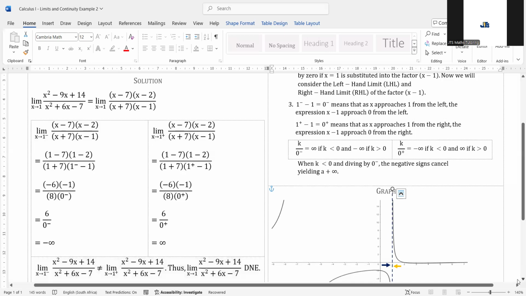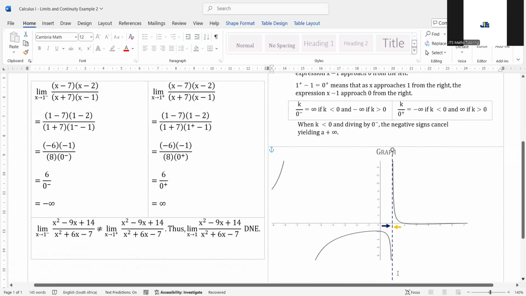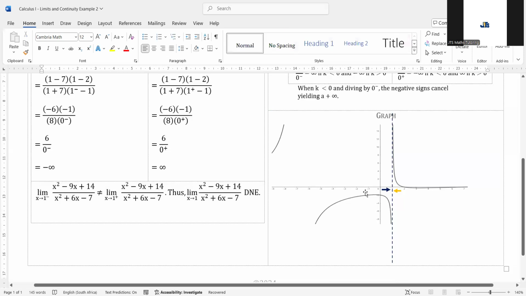All right. I've also just decided to show it from a graphical point of view here. I want you to see something. All right. You notice something here. From the left of 1, negative infinity. From the right of 1, positive infinity. Boom. There we are, guys.